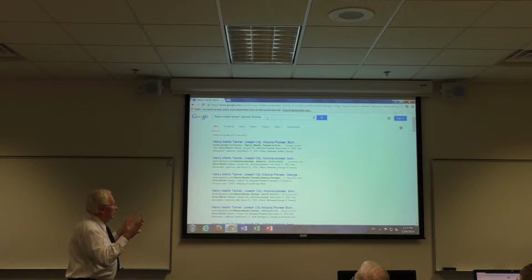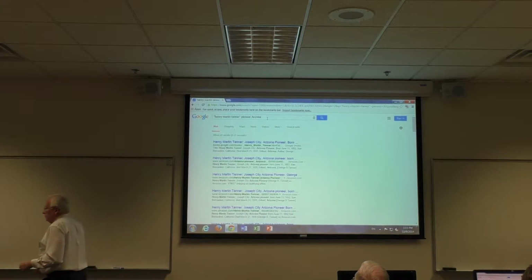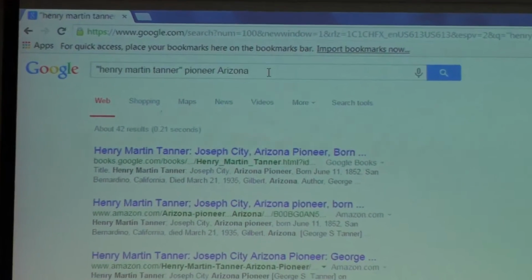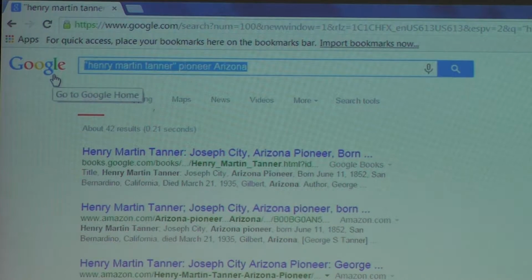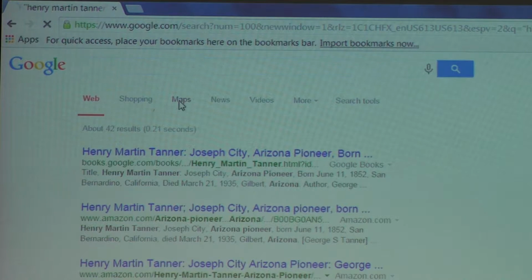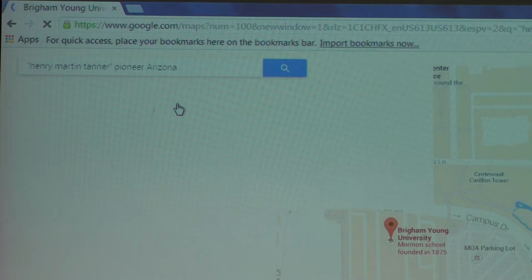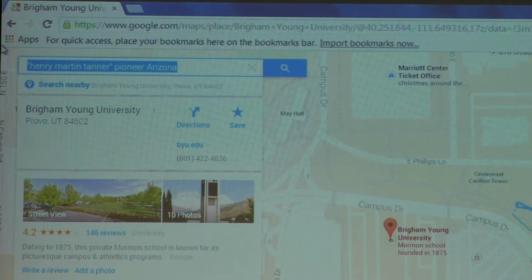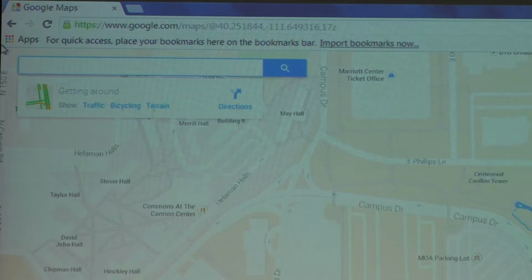So the next step is to use Google to find places. And this is where the audience participation comes in. We'll go to Maps, and it shows us sitting here on Brigham Young University campus. We won't look for Henry Martin Tanner on a map because that isn't going to work. Okay, so anybody got a place they'd like to suggest?